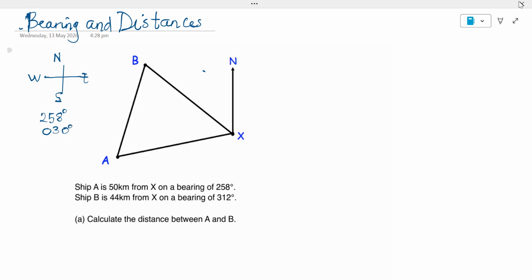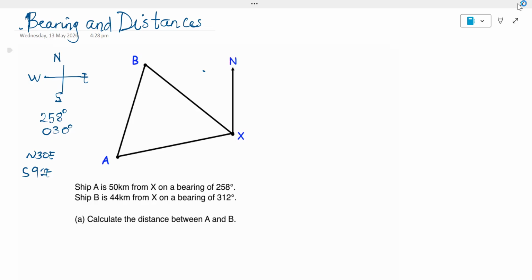For a compass bearing, it happens like this. When we see 30 degrees in the north-east direction, or we see 92 degrees in the southeast direction. So these are examples of compass bearing. So we could see any, depending on the kind of questions that we have been given to attempt. So let's quickly attempt this question here. Now let us begin. Ship A is 50 kilometers from X.